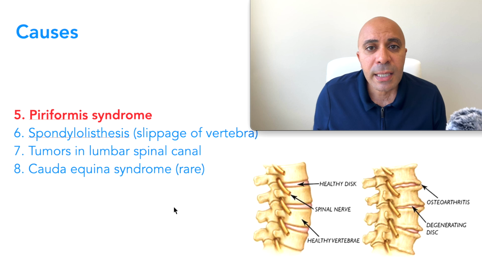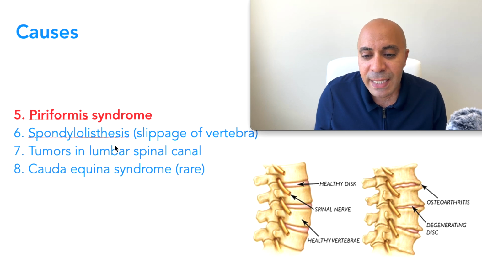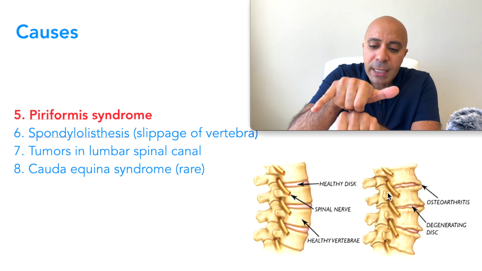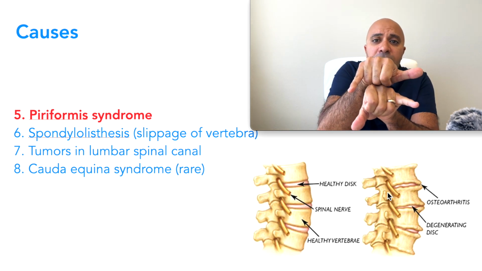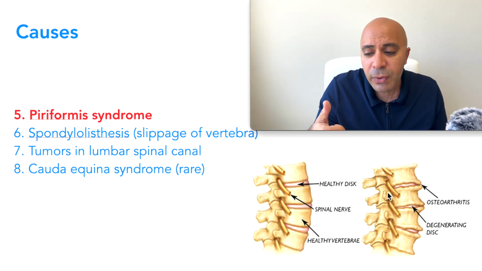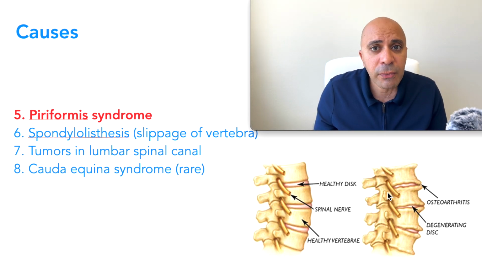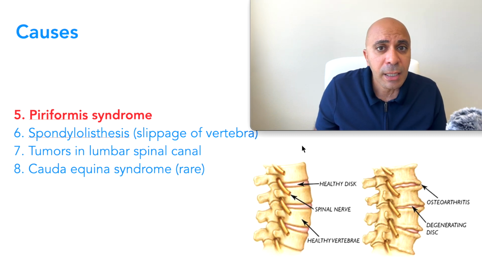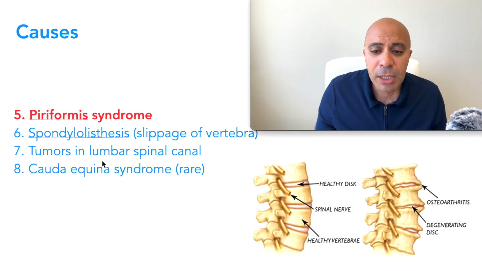Less common causes include spondylolisthesis, which is slippage of the vertebra. That's usually degeneration in the vertebrae, where one vertebra slides over the other and compresses the sciatic nerve, or it could be a fracture or degeneration in the vertebra. Another less common cause is tumors in the lumbar spine, and cauda equina syndrome, which is a very rare disease.